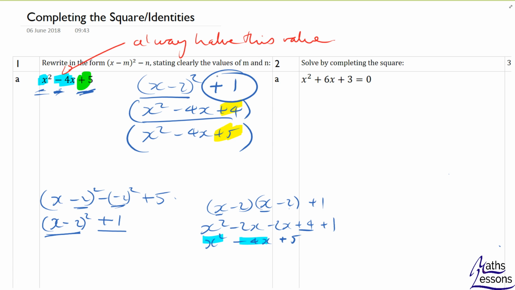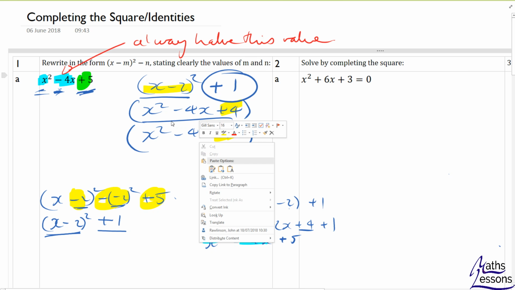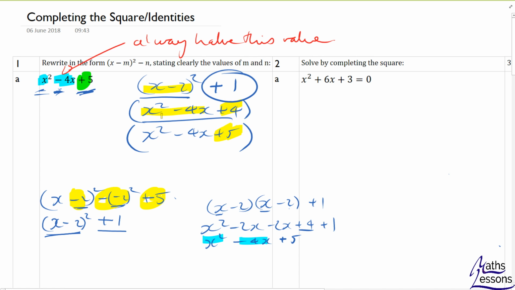Okay, and I'm going to do the rest of the questions, the next question, just like that one. So hopefully that gives you two ways to look at it. You can either always halve this value and then always take away that bit squared and always add on the 5 on the end you want, or you can just expand that bracket, get what expansion gives you, compare it with what you need, and then add on the thing you need at the end.